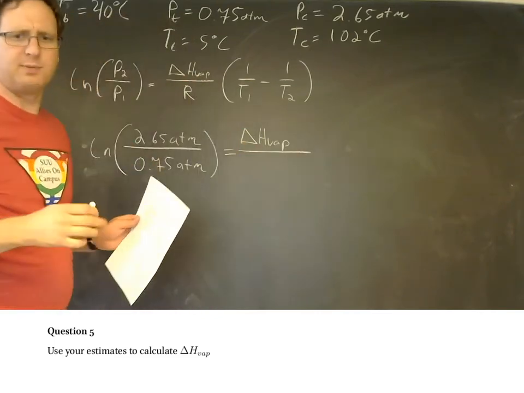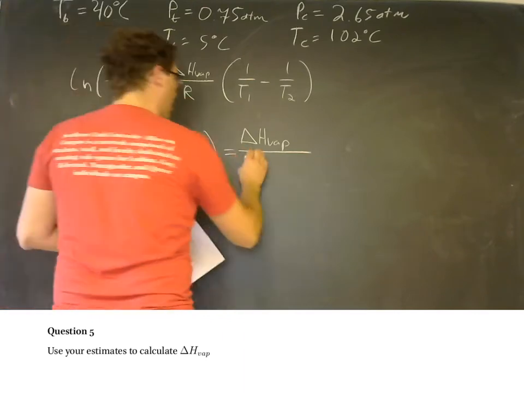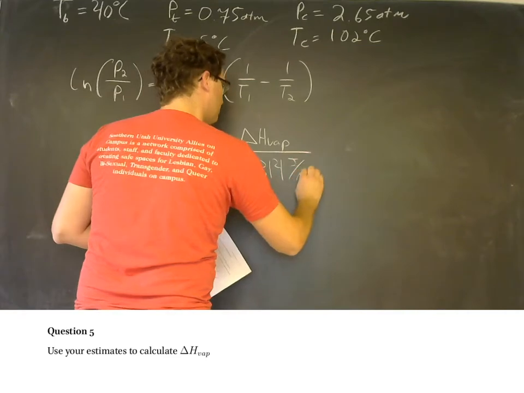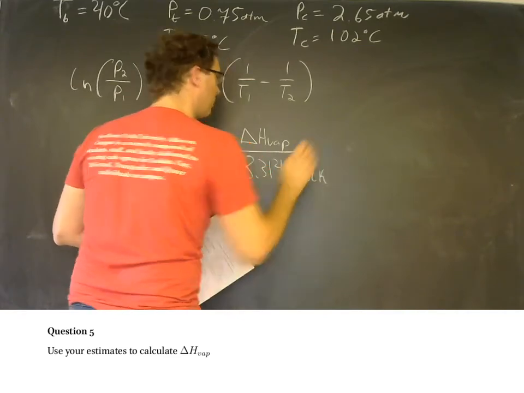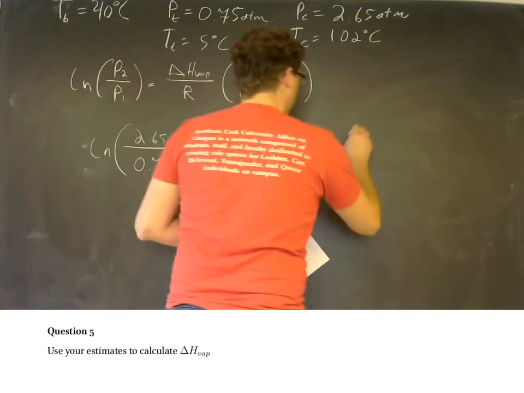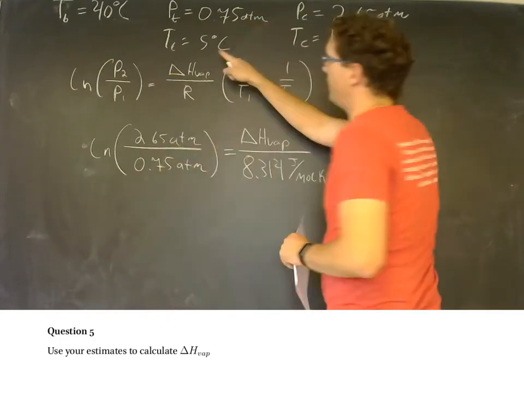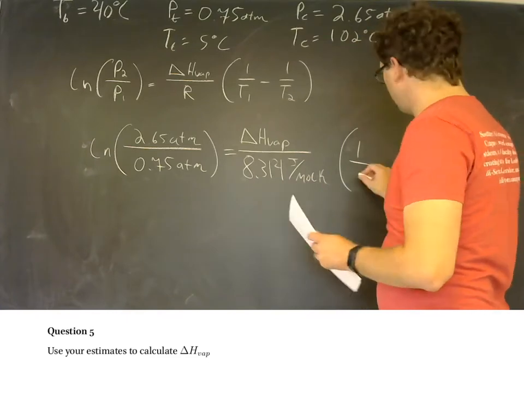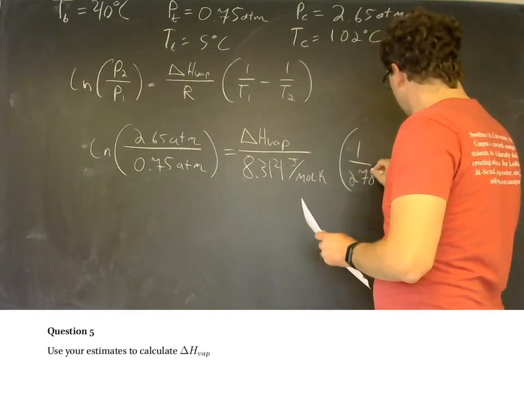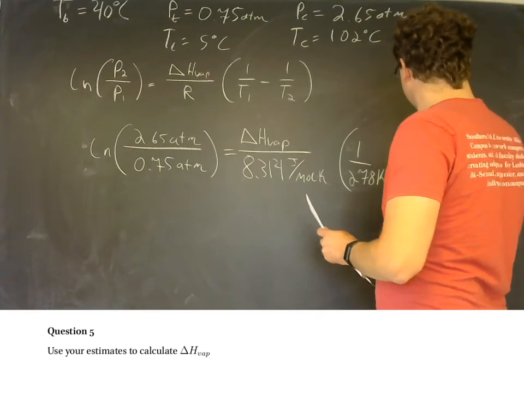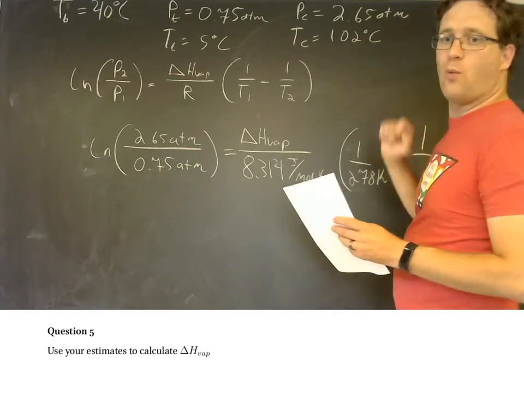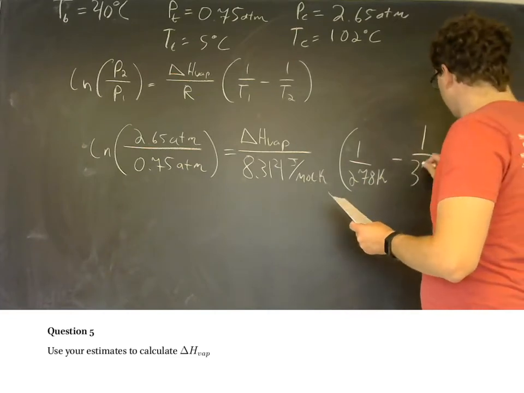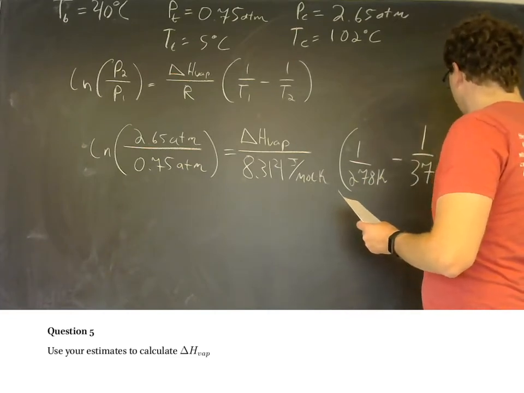And here we need to be careful. The value we want for R is 8.314 joules per mole Kelvin. And 1 over T1, 5 degrees Celsius, we'll need to express this in Kelvin. So that's 278 Kelvin minus 1 over T2, 102 degrees Celsius will be 375 Kelvin.